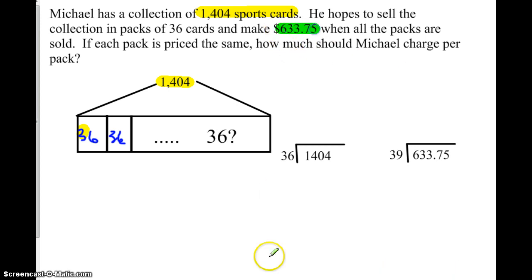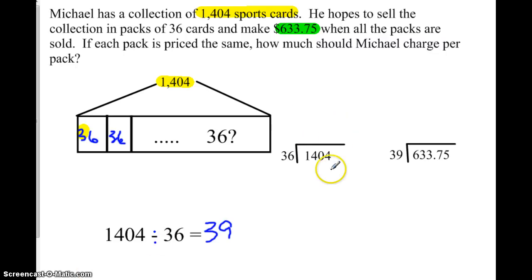So when all the packs are sold, he wants to make $633.75. That's his goal. If each pack is priced the same, how much should Michael charge per pack? You see these numbers here and you're wondering how I got them. Well, the first thing I'm doing is the total number of cards, which is 1,404, divided by packs of 36. Total number of cards divided by cards in a pack equals how many packs. So go ahead and do that. Come back and see if you have the right answer.